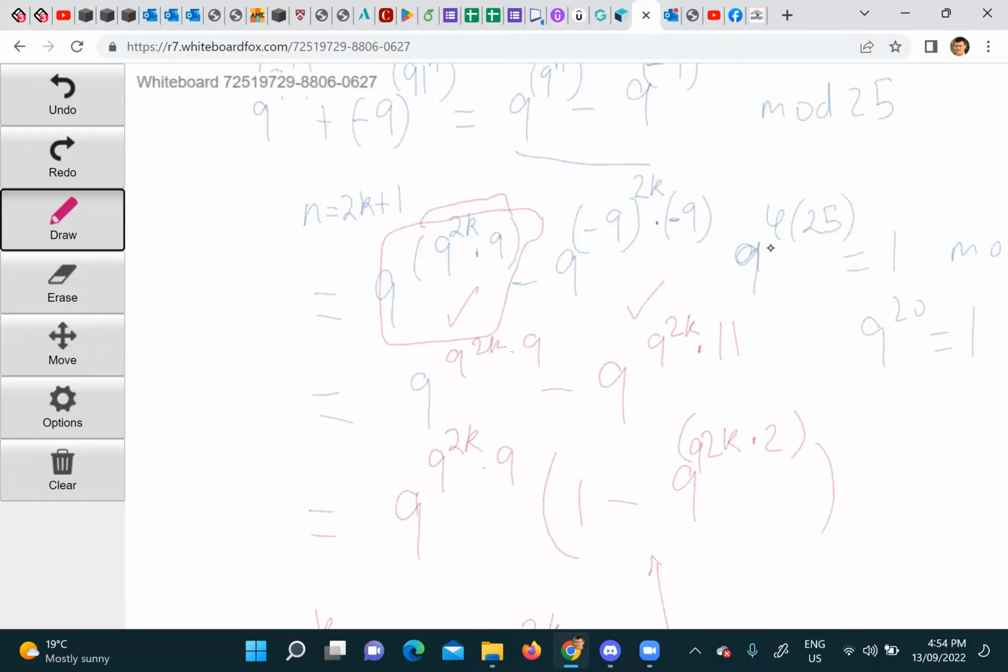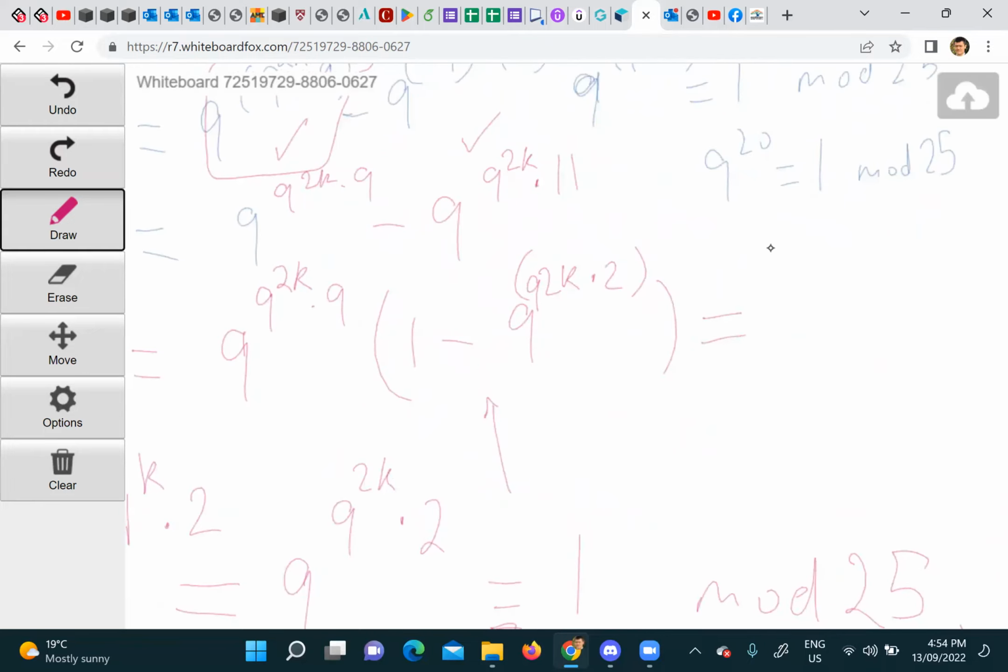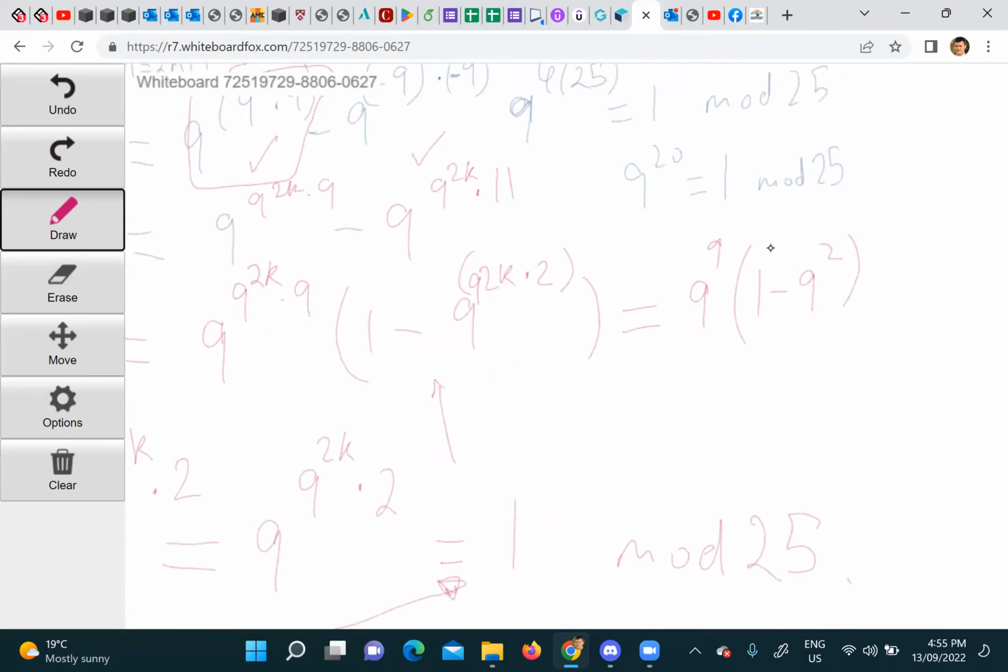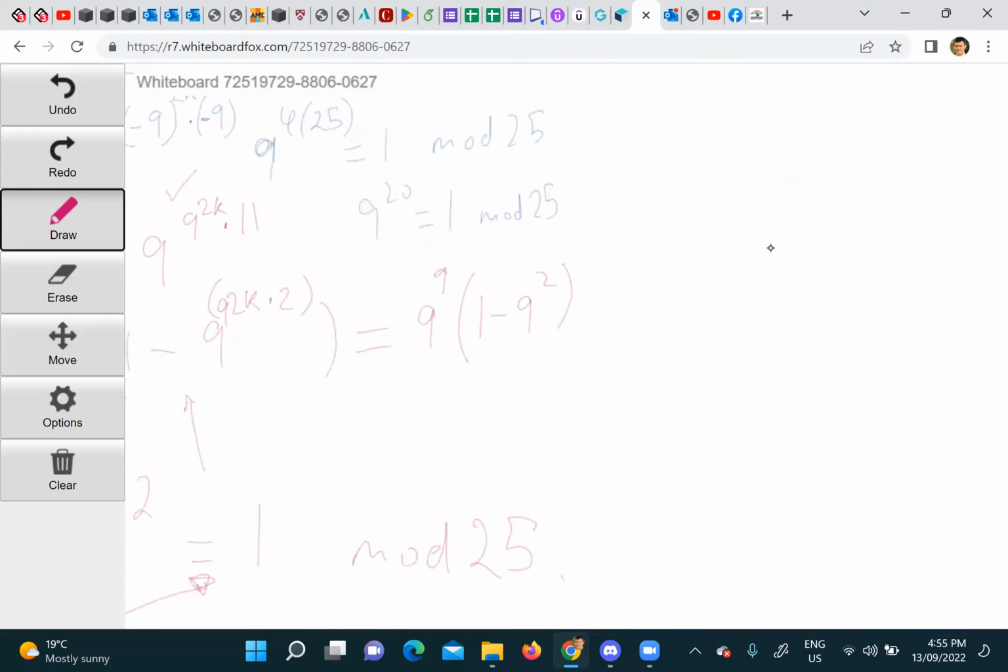To do this properly, look at this. If you could just convert this: 9 to the 2k we already know is 1 mod 20, right? So this just becomes 9 to the 9 outside of 1 minus 9 squared, yeah? We can say this is not 0 mod 25, because it's 0 mod 5, I think. So it's not 0 mod 25.